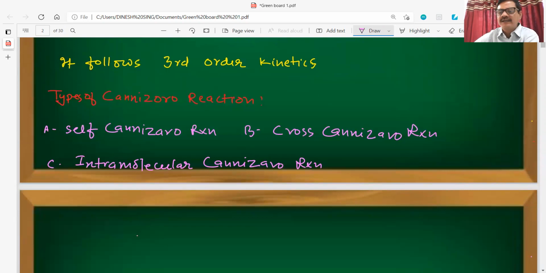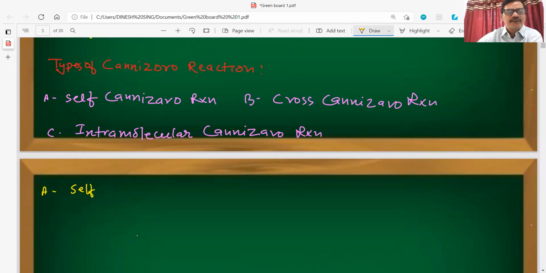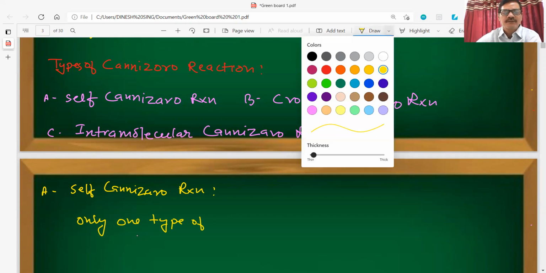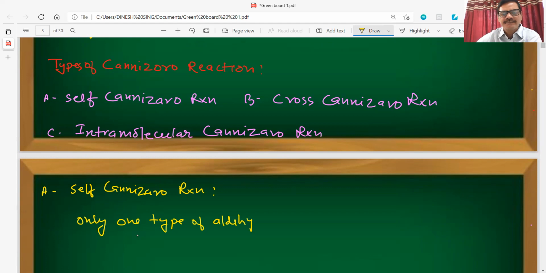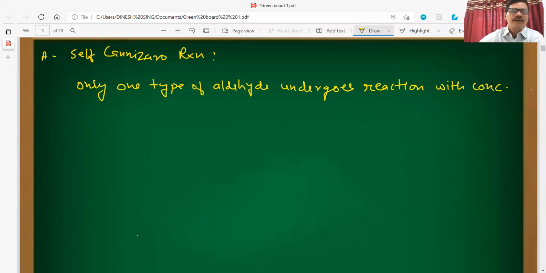Again, we can see this self Cannizzaro is what? That is self Cannizzaro reaction, where only one type of aldehyde undergoes reaction with concentrated alkali.